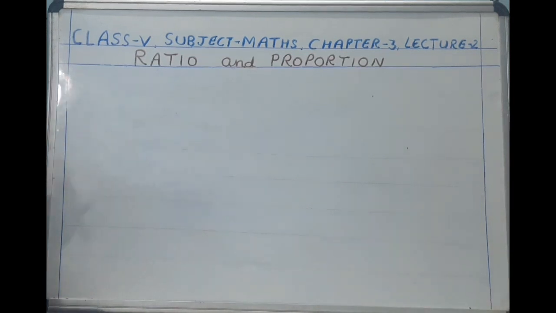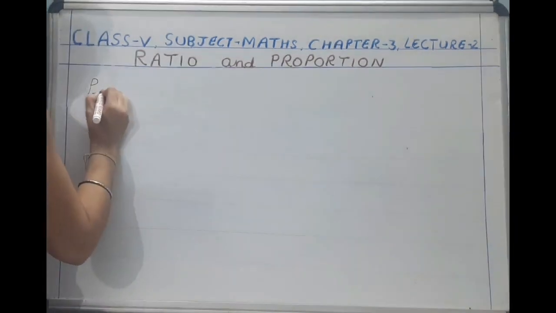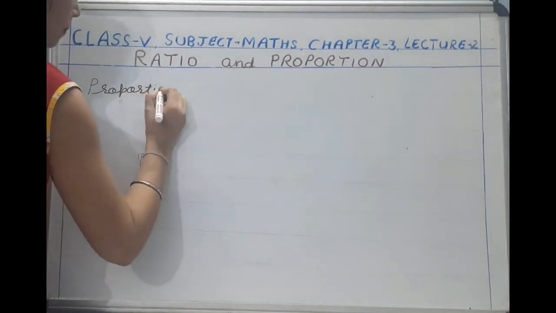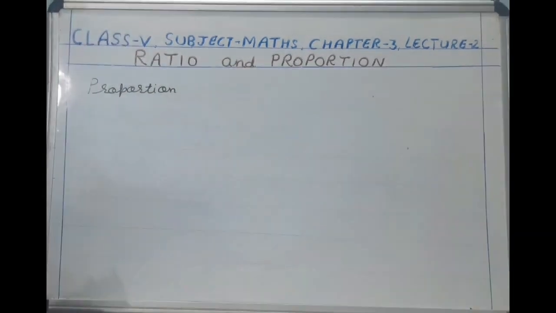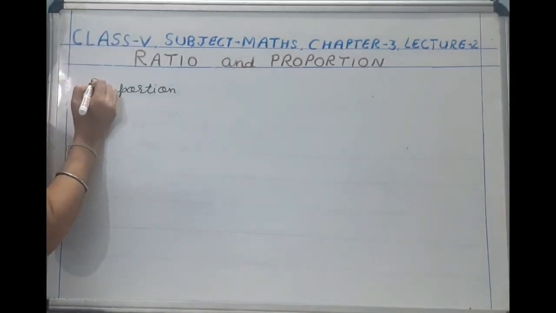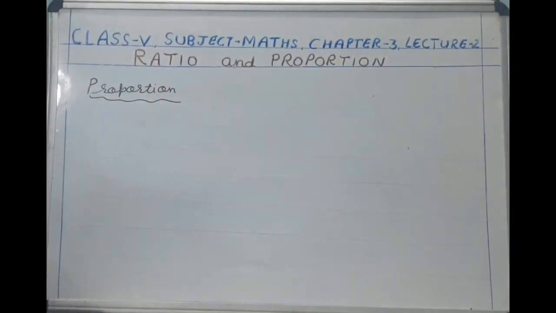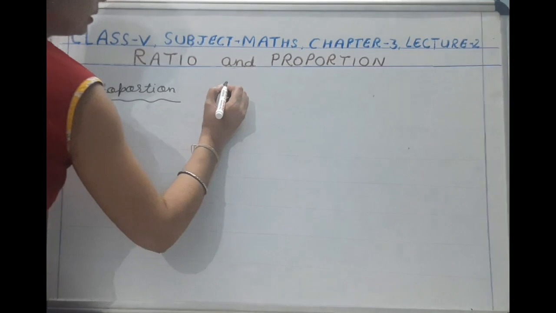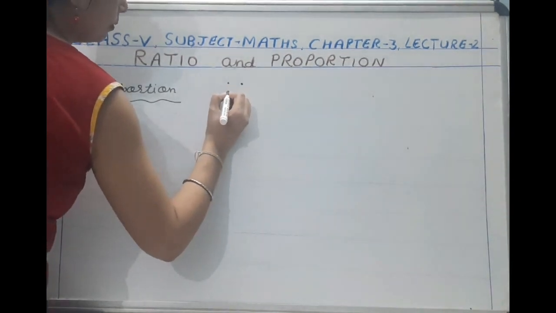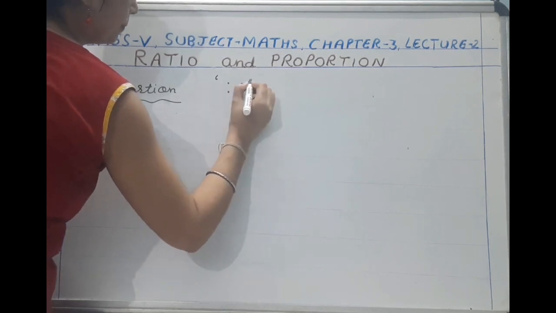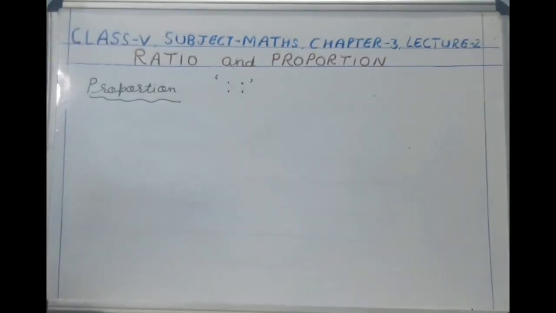So let's start with proportion. Proportion is formed by two equal ratios. Okay, two equal ratios, and the symbol for proportion is this one. This is the symbol for proportion, right?